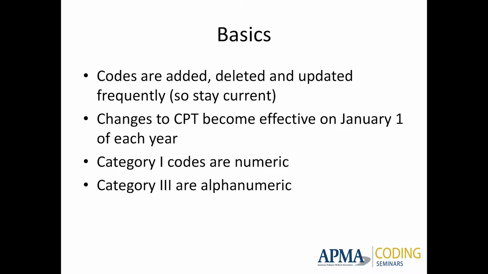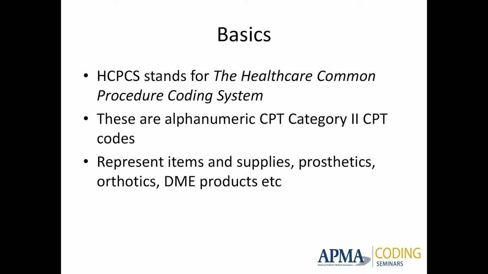Category 3 codes are alphanumeric, and HCPCS, the Healthcare Common Procedural Coding System, codes are alphanumeric too, and we'll talk about those a little bit later. They're the codes that have the DME aspects, skin substitute products, things along those lines are in the HCPCS codes.